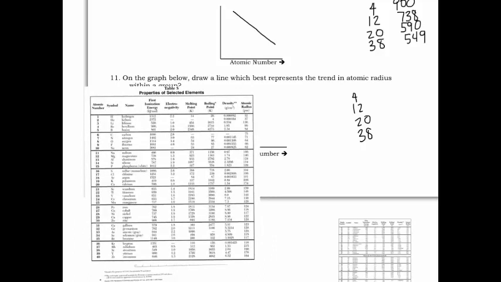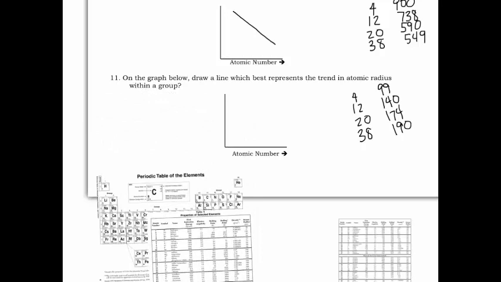Number 4 is 99. Number 12 is 140. Number 20 is 174. Does appear to be going up. One more to seal the deal, and it's 190. So yes, it does appear to be increasing, and that makes a lot of sense because as you're going down a group with each element, you're adding a principal energy level, or a ring, around that nucleus.